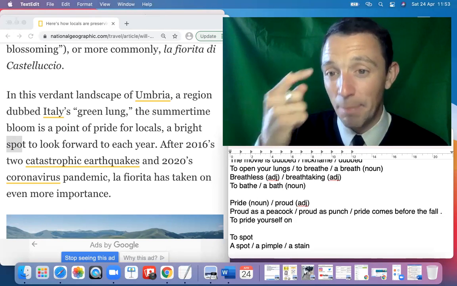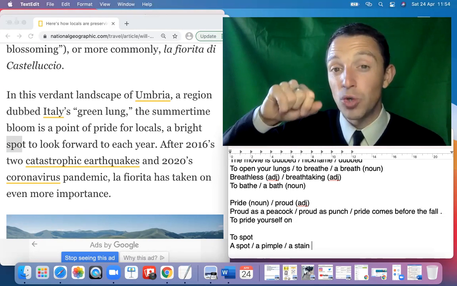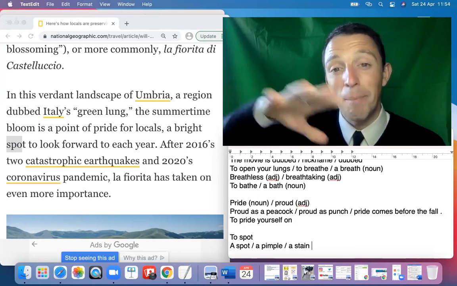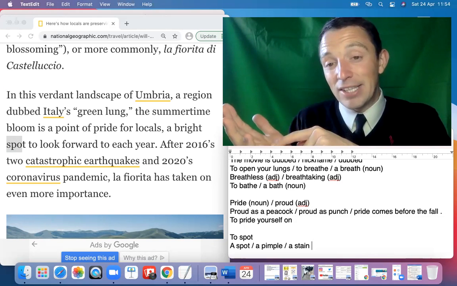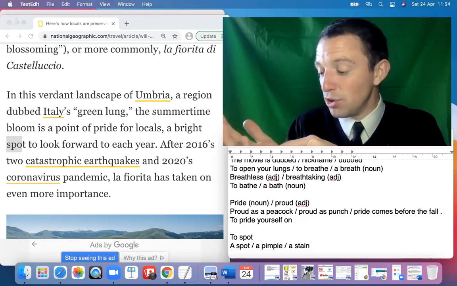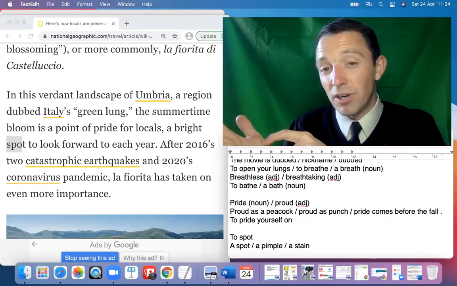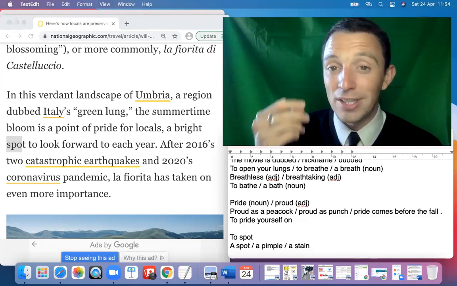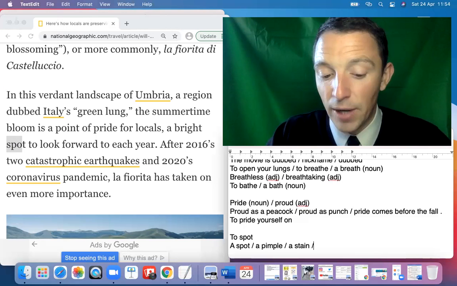So a spot is like a pimple, a spot is like a stain, but also in this context, we use it in relation to location. So the map of the city, this is Dublin, and you look at the map, and this place is a good place for a restaurant. So this is a good spot for food. This is a good spot for a cafe. This is a good spot for a cinema. So the significance is location.